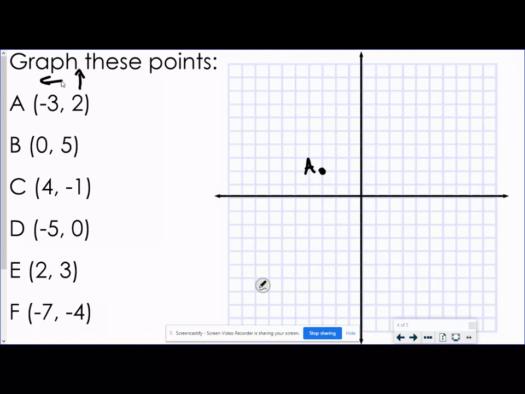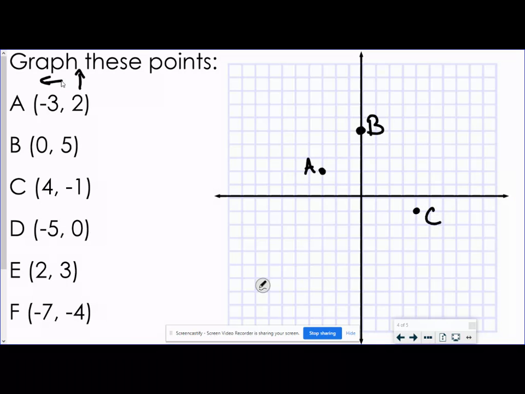Point B is at 0, 5. I'm going to tell you right now, when we put zeros into ordered pairs, a lot of students really struggle with where to find that point. I hope that you don't, but 0, 5, remember the first number is sideways. First number is the X part. I'm not moving sideways at all. So I don't go sideways, but I go up 5. Right there is point B. It's on the y-axis.